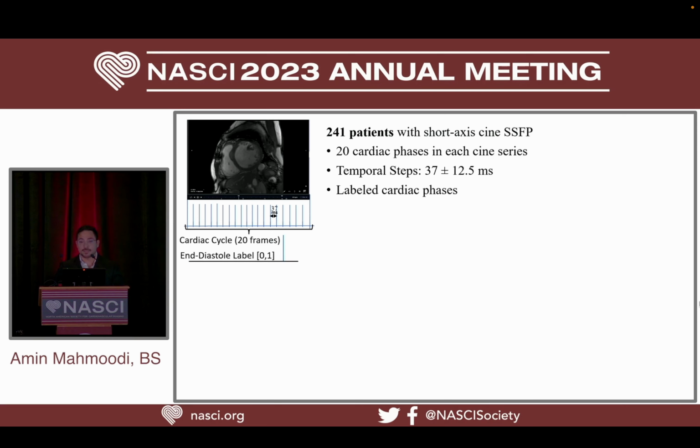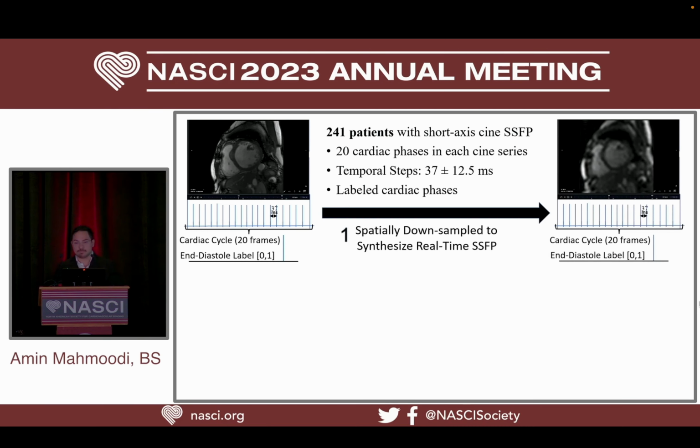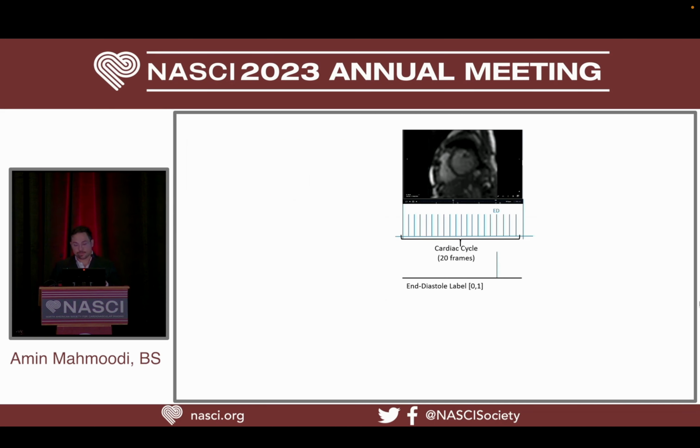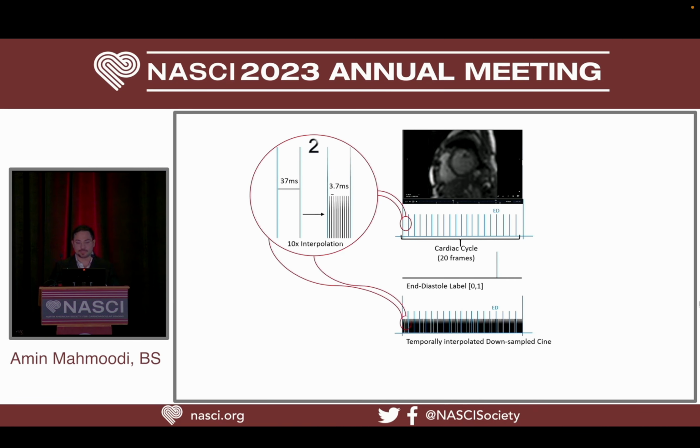Each of them had the end diastolic and end systolic phase available courtesy of the EKG gating. And what we did was we downsampled this spatially to mimic a real-time acquisition that has lower spatial resolution. How we did that was through manipulation of the spatial frequency map, as detailed in the literature, which I won't talk about here. Then we took these spatially downsampled information and we grabbed each of the adjacent frames and temporally interpolated 10 times between them to temporally downsample.